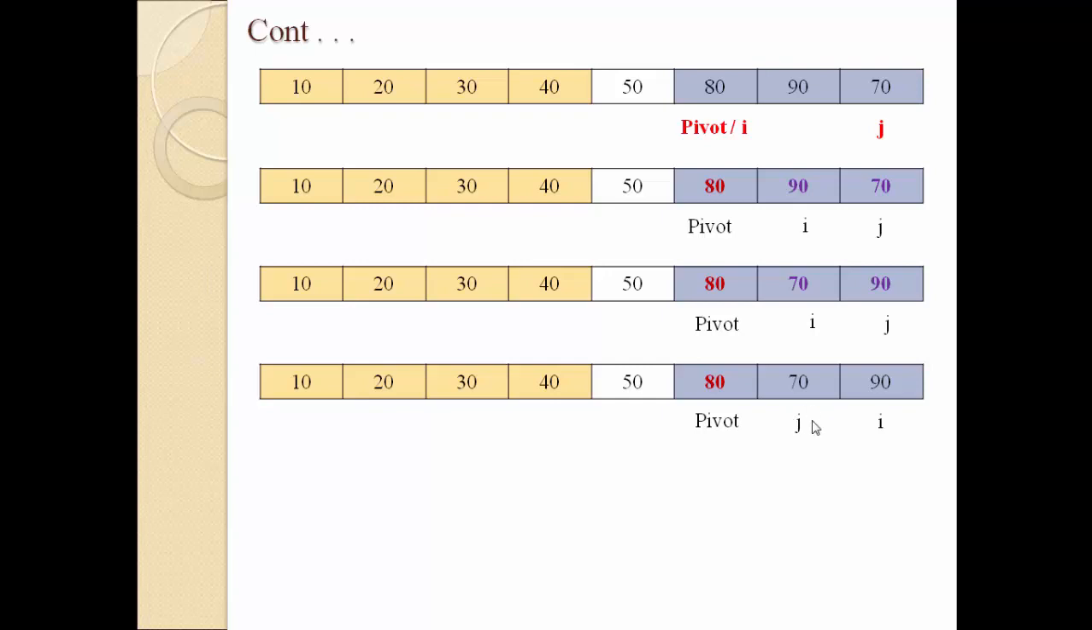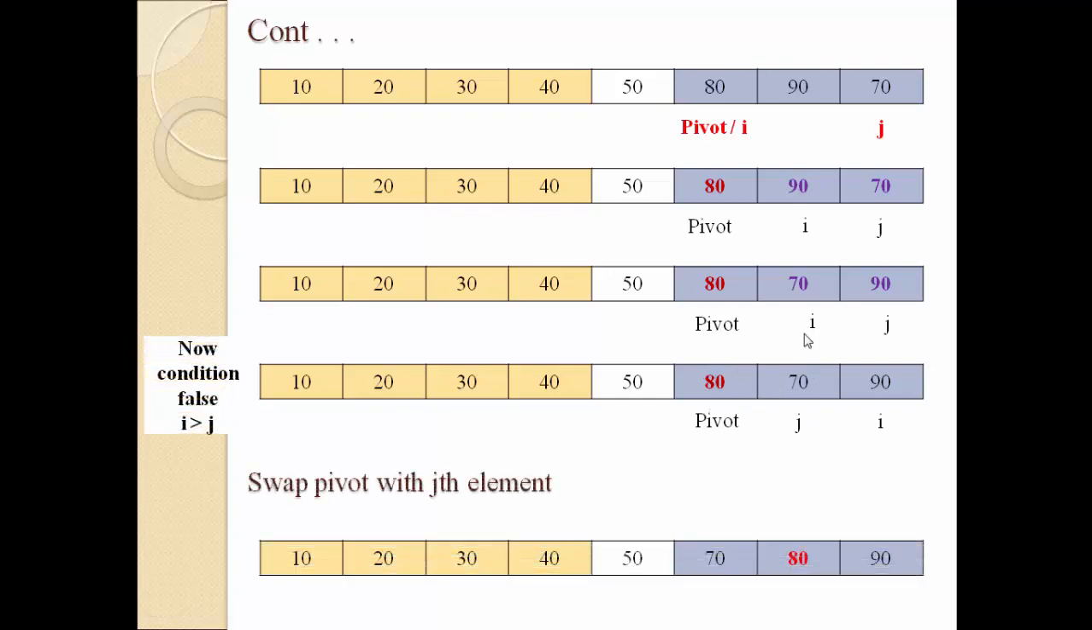So the condition is false, so we have to move the pivot element to the jth position, and the jth element will move to the pivot position, right? So 80 and 70 will be swapped with each other, and we get the next list: 70 will move here, 80 will move here, then 70, 80 and 90. Now 80 is in the correct position.